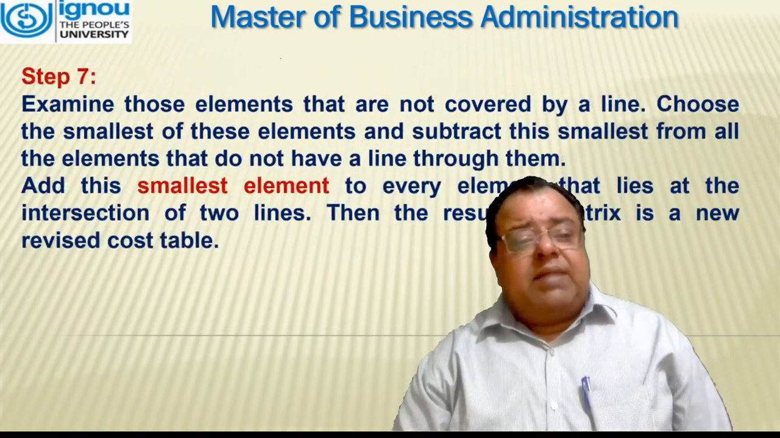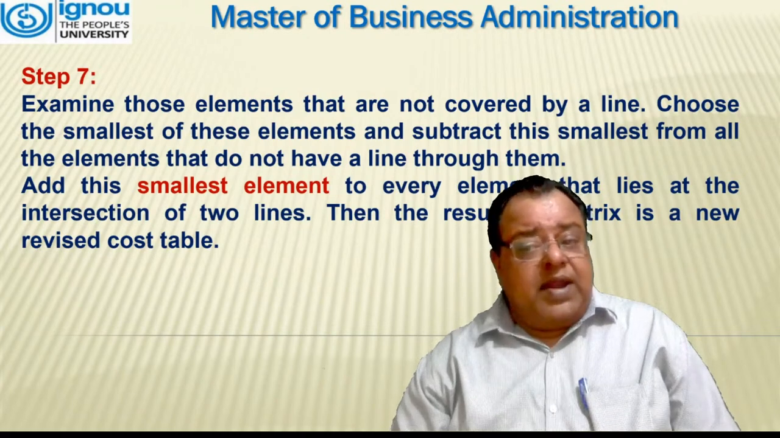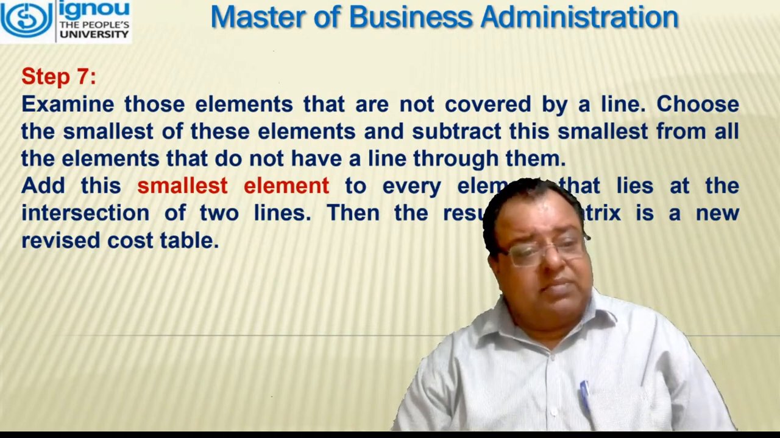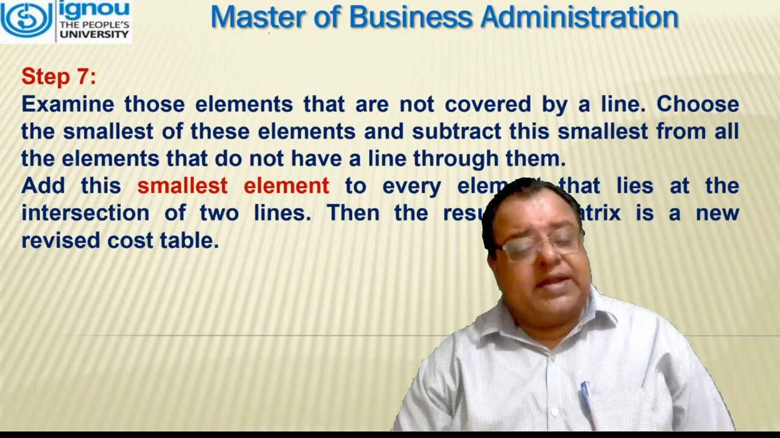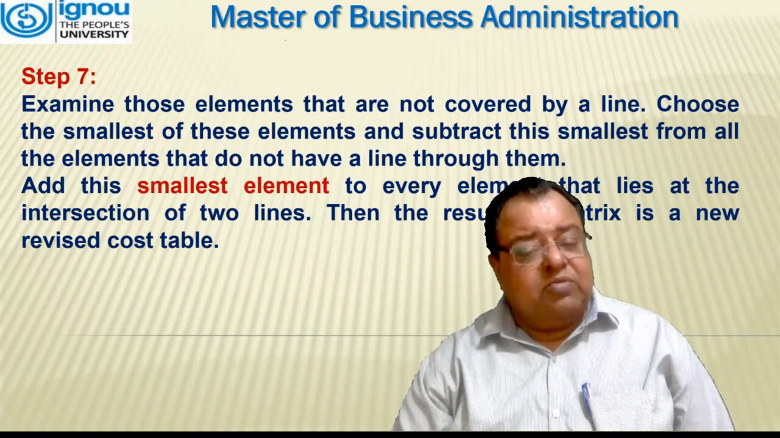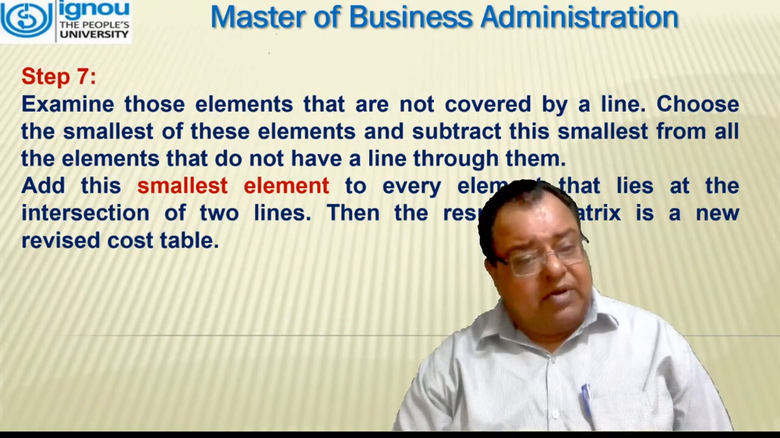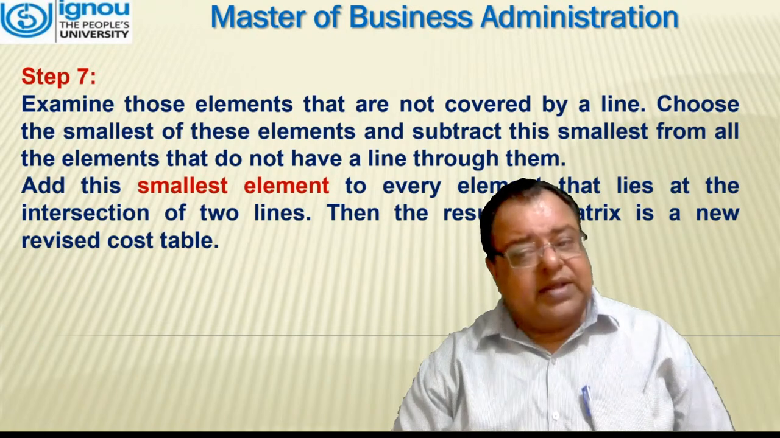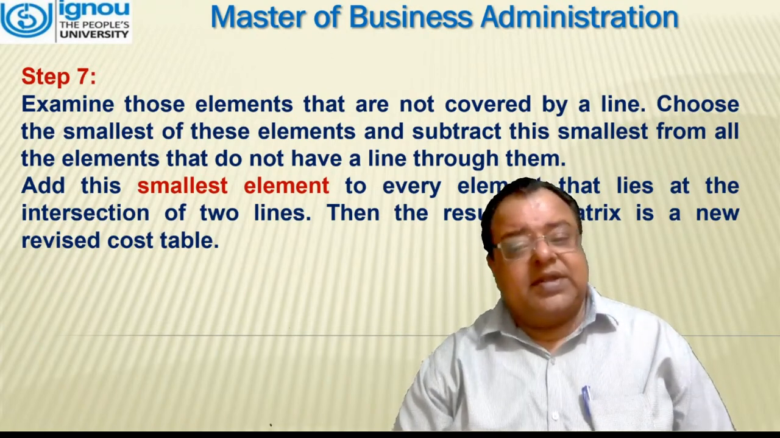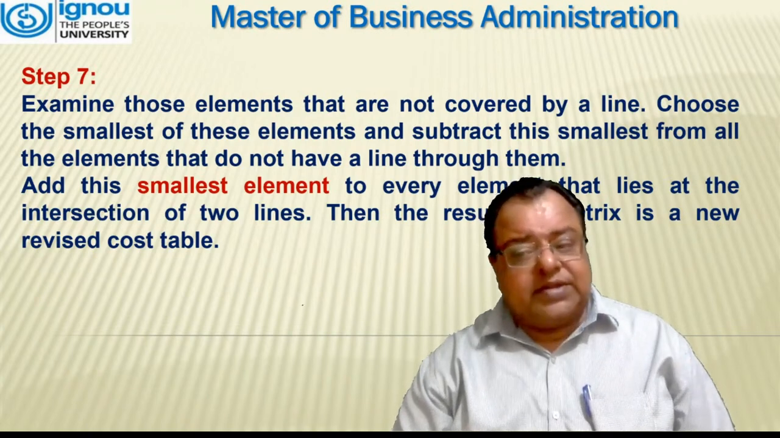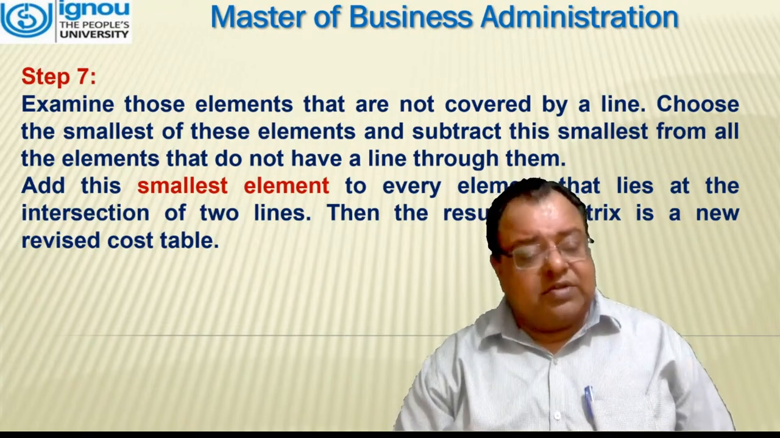The next step is to examine those elements that are not covered by lines. Choose the smallest of these elements and subtract it from all the elements that do not have a line through them. Add this smallest element to every element that lies at the intersection of the two lines. Then the resulting matrix is a new revised cost table.